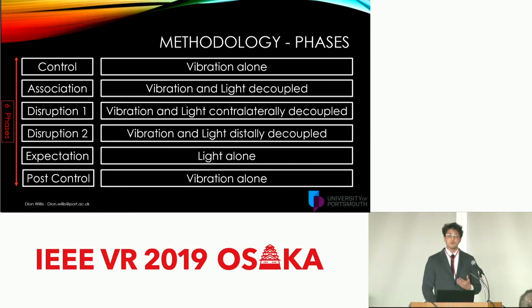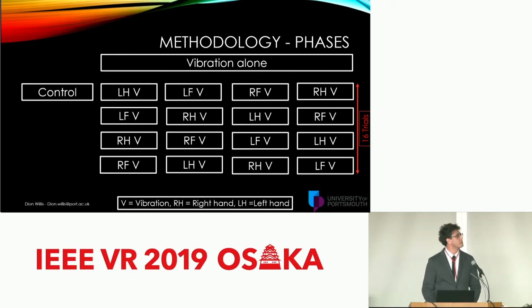We'll go into this in a little bit more detail, but just to give you an idea, the control was just to see where the location of the vibration was on the virtual arm. The rest of them are to decouple the visual stimulus and the vibration stimulus, and the others were to try to recreate some of the findings that we found in mirror therapy and virtual mirror therapy. The expectation phase was to mirror stuff from the rubber hand illusion. Okay, as I said, we'll go into this in a little bit more detail.